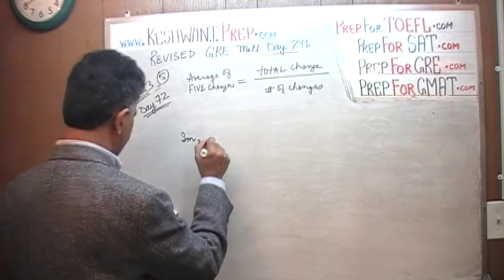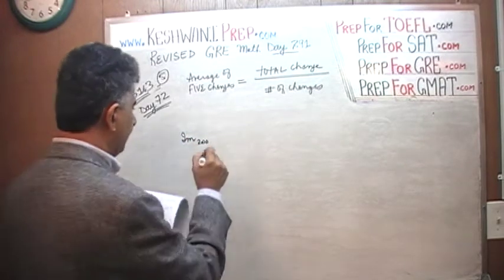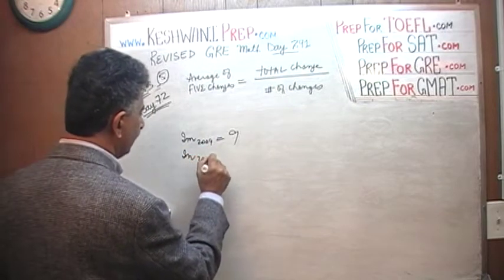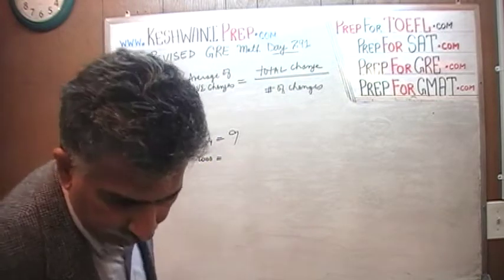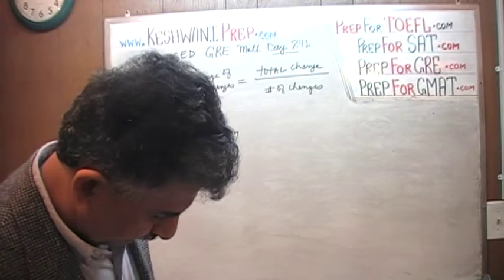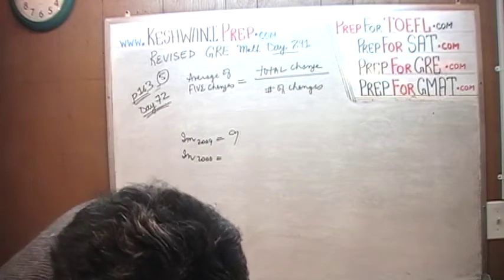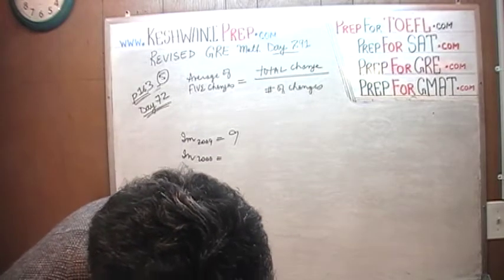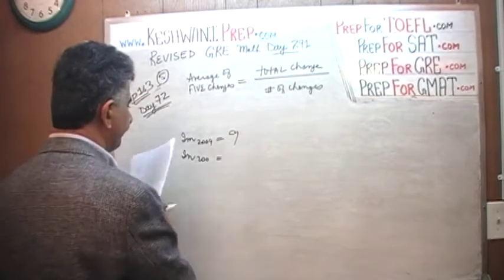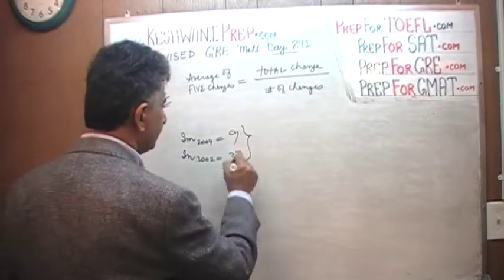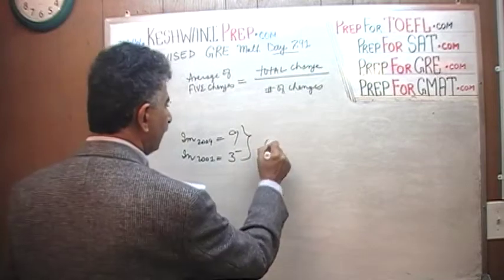Imports for 2009 is 9, and imports for 2001 is, how much is the import? A little under 3. Therefore the change is going to be a little under 6.